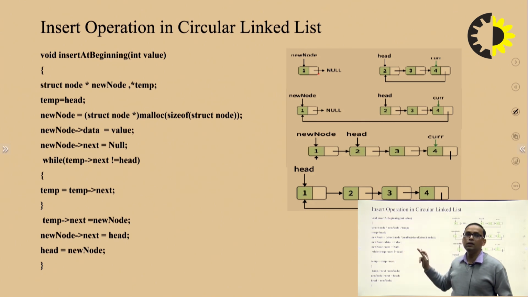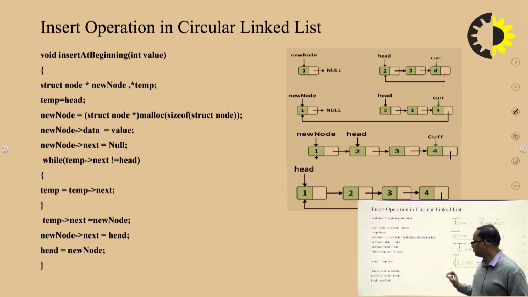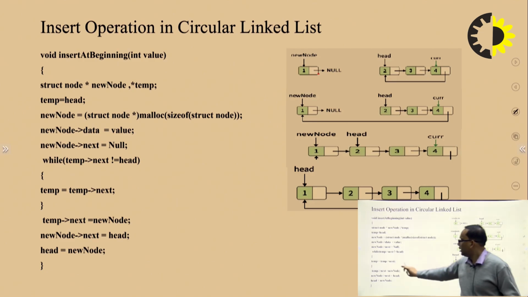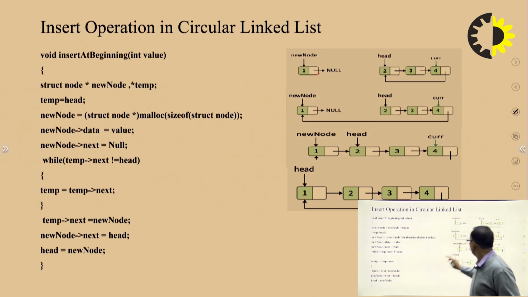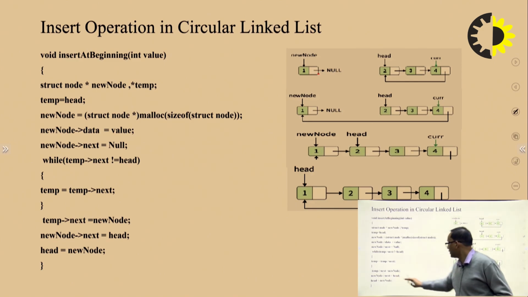It means, since we are going to add this new node at the beginning of the circular linked list, at first we have to reach the last node, because the address field of the last node is pointing to the head. Once we reach there, then temp arrow next equals new node. When temp refers to the last node, we have to update the next field of the last node with the new node. Then new node arrow next is equal to head.